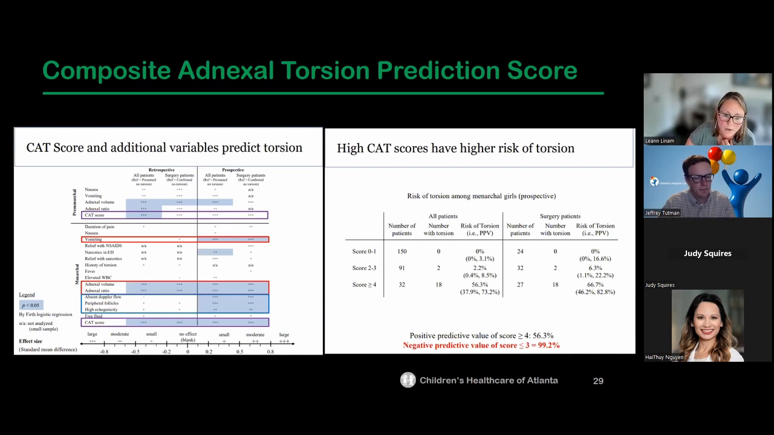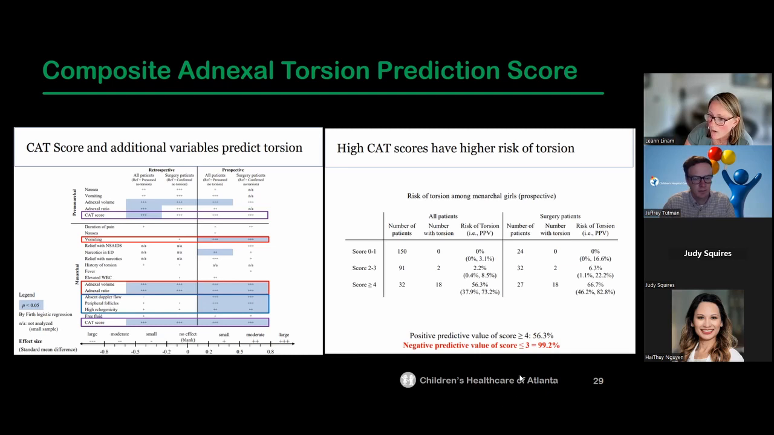And so basically what we found is that when we look at the score and additional variables, the score is predictive. So this was the retrospective, and we found that it is predictive of torsion. And then the prospective, when we look at all patients and the surgery patients, again, it is predictive of torsion. And there were some other variables that we found were predictive, and we're going to look into those more.